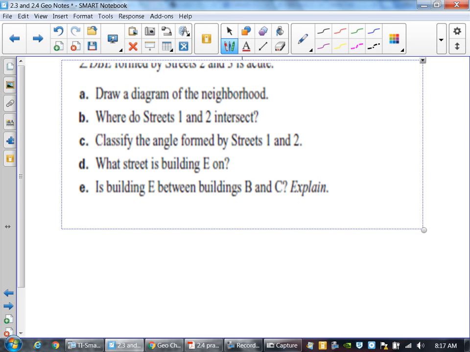What street was building E on in this case? Two. And then is building E between B and C? And why did that happen? Because of the acute angle.